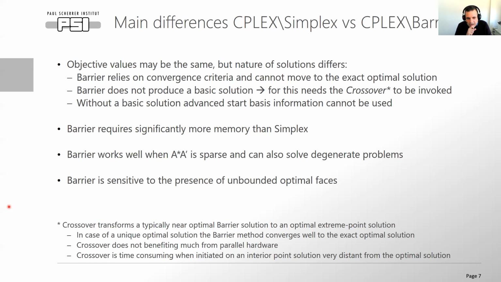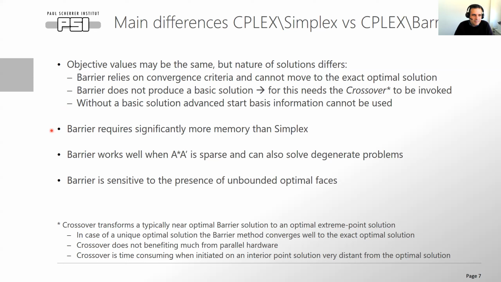The crossover algorithm does not benefit much from parallel hardware. This is the problem, and it's time consuming, especially when it is initiated at a point that is very distant from the optimal solution. This is very important. From the moment that barrier does not produce a basic solution, we cannot use advanced start basis. So we cannot initiate the barrier algorithm with a point which is quite close to our objective function. This is not possible.